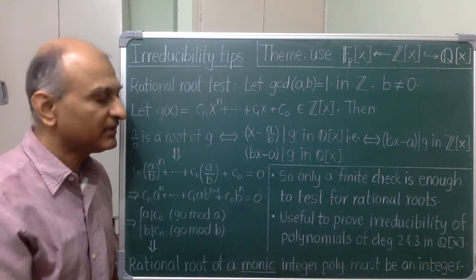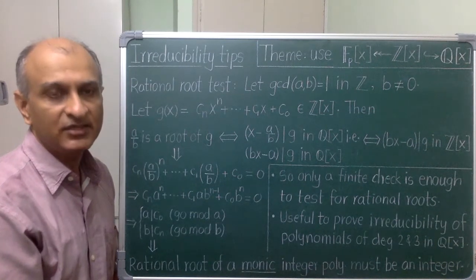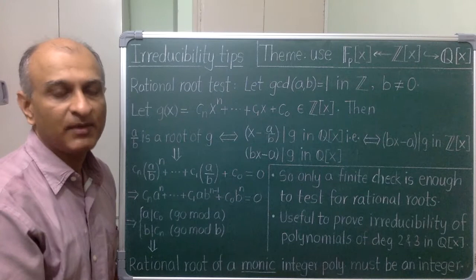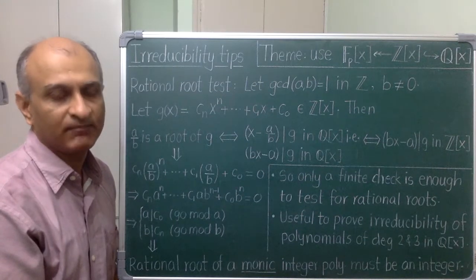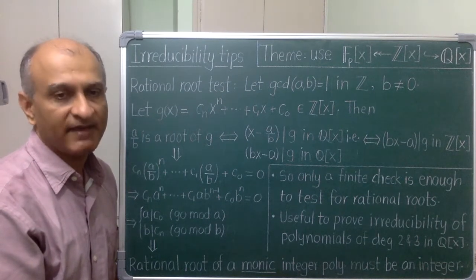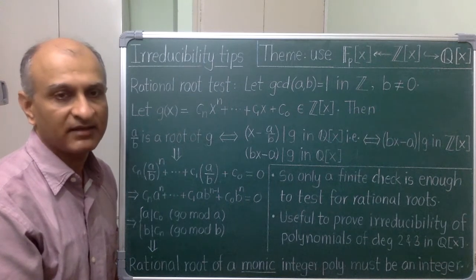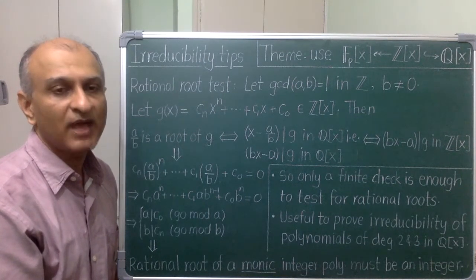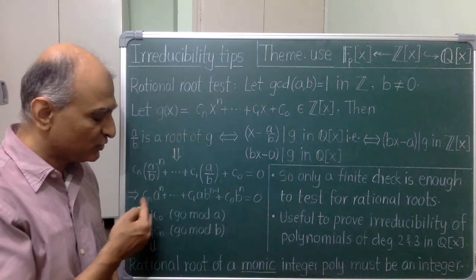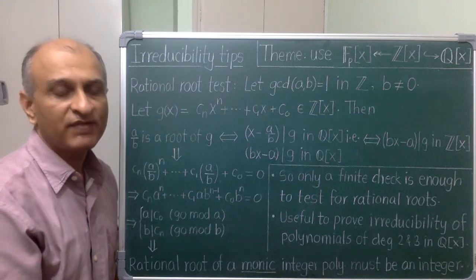This is particularly useful if I want to test irreducibility of a rational polynomial of degree 2 or 3. Because if such a polynomial factors, then it must have a linear factor, and therefore it would need to have a rational root, and then using these conditions I can check for that quite easily.